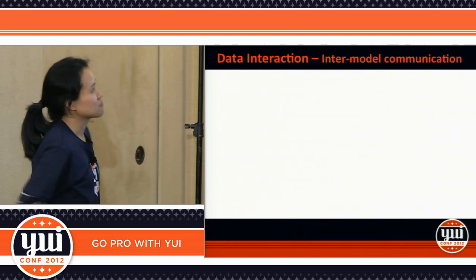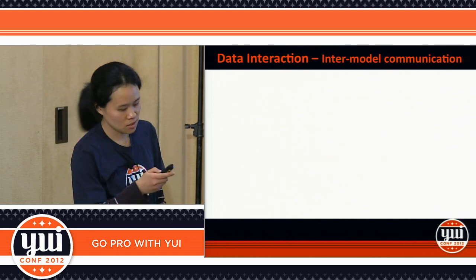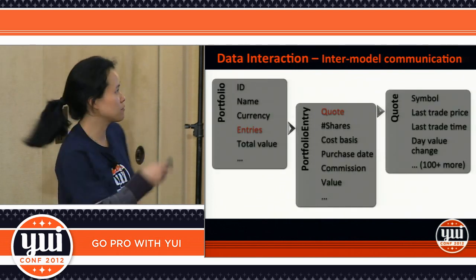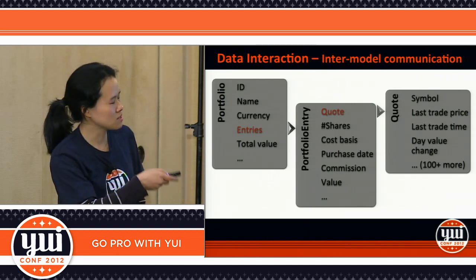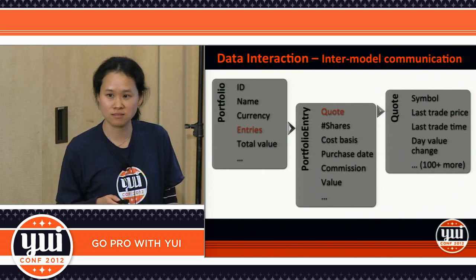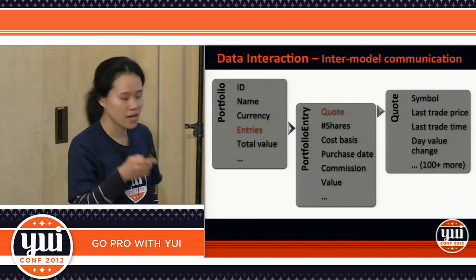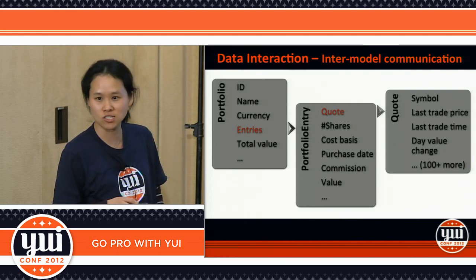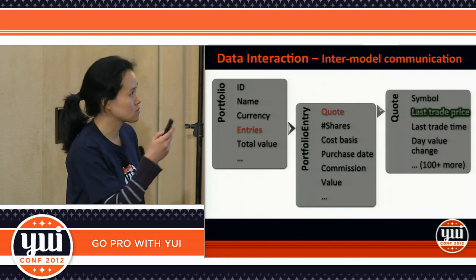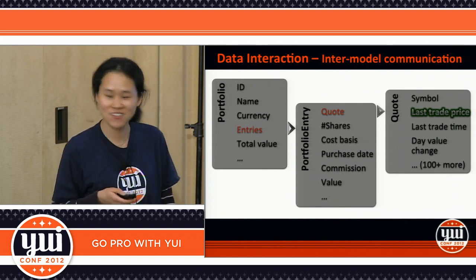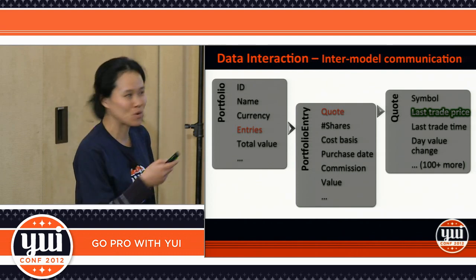So the next thing I want to talk about is the inter-model communication. Let's go back to the portfolio example. You have a portfolio, with a list of entries. Each entry has a symbol. Now let's say it's 10 o'clock in the morning. The finance market is open. And you had a Yahoo stock for 500 shares. And now the last trade price changed from 17 to 34. Wow. OK. So once that happens, guess what?